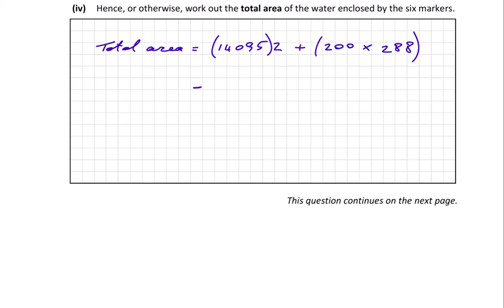So the total area, the area of the triangle was 14095. And we've got to double that because there are 2 of them. And then we're going to add the area of the rectangle in the middle. So that's just 200 multiplied by 288. And that's really it. When you do all of that, again, it's all just calculator work. So it's 85790, and that is in meters squared.